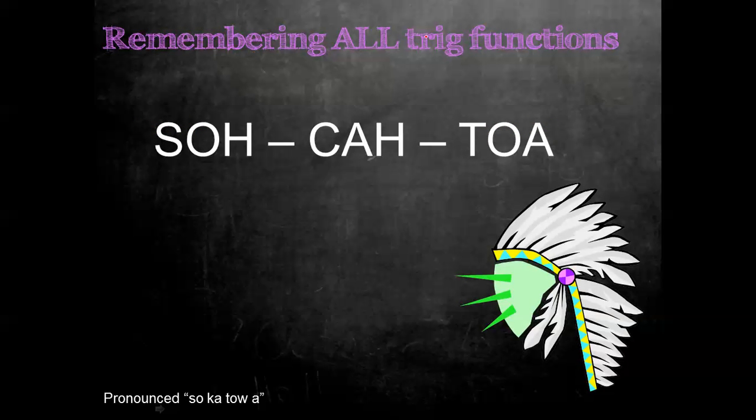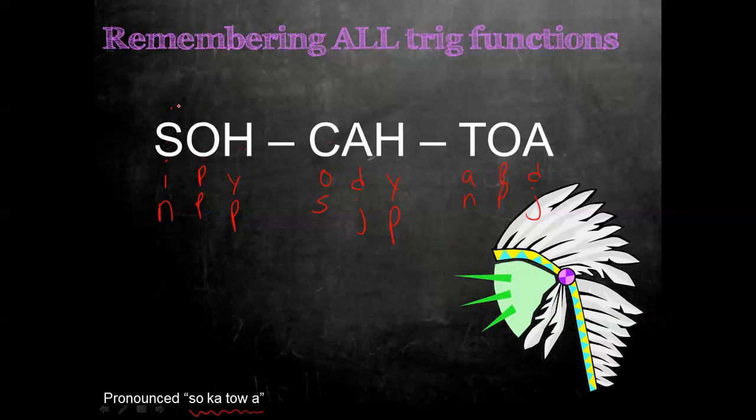Now, the way that we remember this is to think of it kind of like an Indian word. We say SOHCAHTOA. If you can remember that, it helps. SOH stands for sine: sine is opposite over hypotenuse. CAH is cosine: cosine is adjacent over the hypotenuse. And then TOA is tangent: tangent is opposite over the adjacent. SOHCAHTOA. Just remember that.